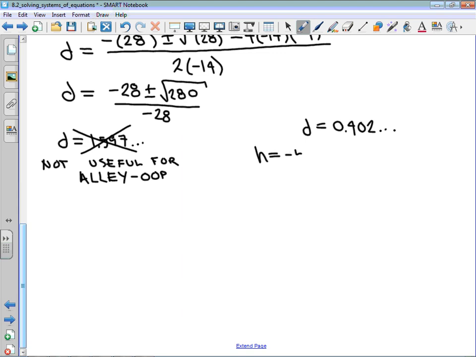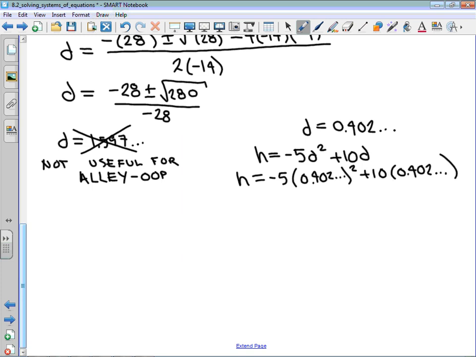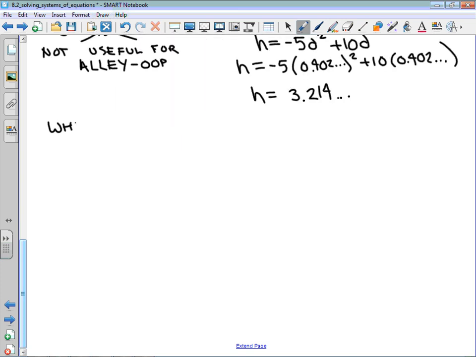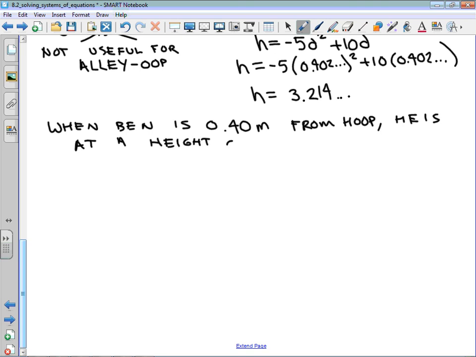We said that h is equal to negative 5d squared plus 10d. So my h is going to be equal to negative 5 times 0.402 squared plus 10 times 0.402. And I end up with the height is equal to 3.214. Now, really what this is saying is that when Ben is 0.402 meters from the hoop, he and the ball are at a height of 3.214 meters. So I'm going to write that underneath: when Ben is, and it says nearest 100, so I'll round at this point, 0.40 meters from the hoop, he is at a height of 3.21 meters.